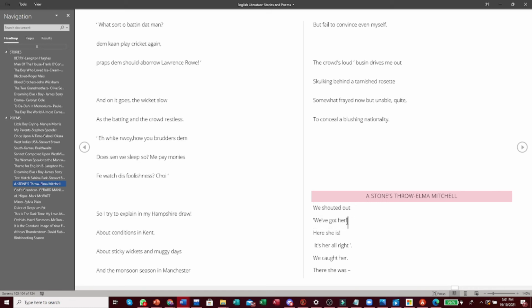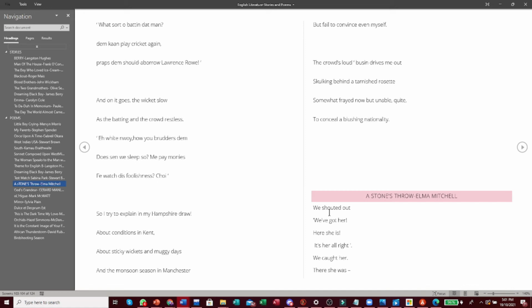You see this exclamation mark? They're excited, man. They got her. Here she is, another exclamation mark. It's her, all right. These are different people saying these things. We caught her. There she was. So we see the excitement with the exclamation marks, the dialogue that Alma Mitchell uses. So we shouted obviously indicates there was more than one person.